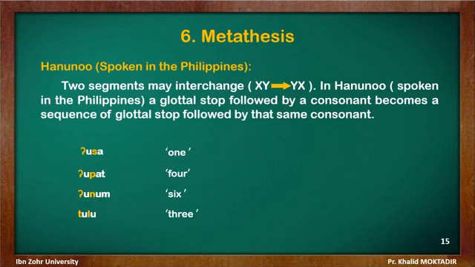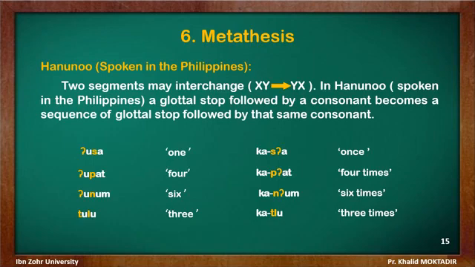Look at these examples: usa, upat, unum, and tulu. Now, in a different morphologically related form, look what happens where the glottal stop and the consonant are swapped. Usa becomes kas'a, upat, kap'at, unum, kan'um, and tulu becomes katlu. So this is what metathesis is about. It's about the swapping of the order of segments.